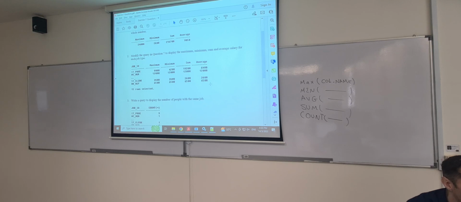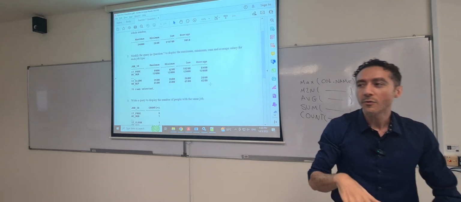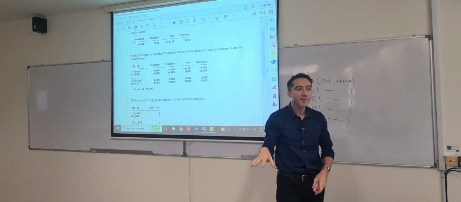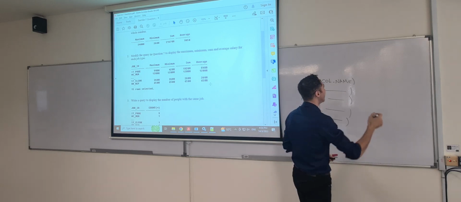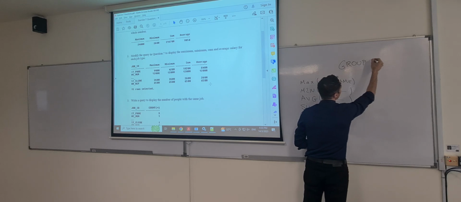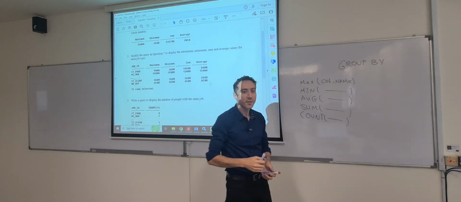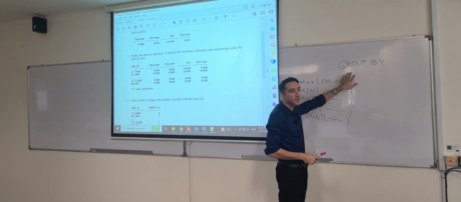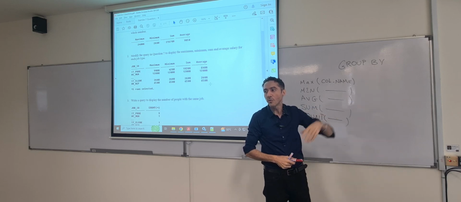Okay, so now we got it, but now the question is how we can group up the employees based on their job ID. Remember group by? We used it before. We have group by. So we can tell Oracle or SQL Server to group up the records based on a column or columns, one column or a group of columns.